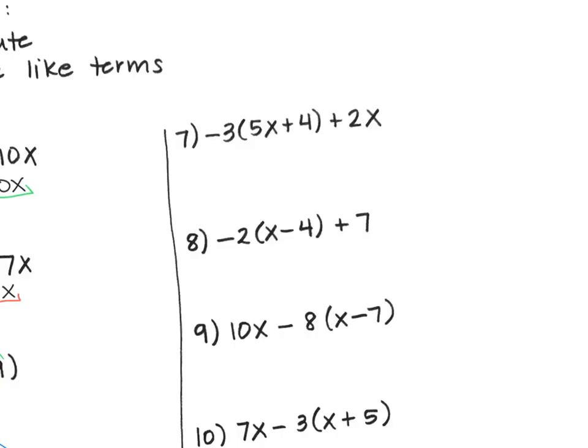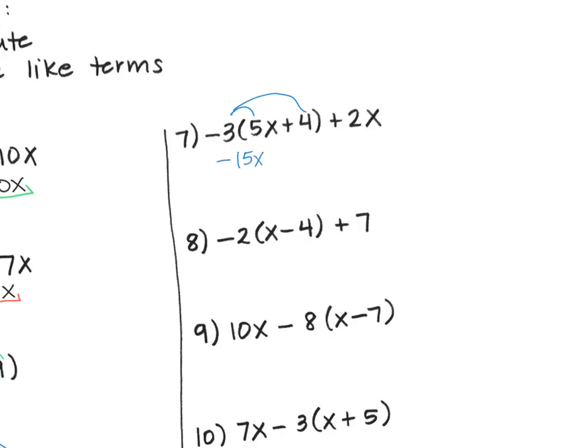Okay, for number 7, I'm going to start throwing in more negatives, but it will be the same concept. First, we look for parentheses to distribute, and then we use like terms. Okay, I can see the parentheses, they're right here. But I am distributing a negative 3. So negative 3 times 5 is negative 15x.